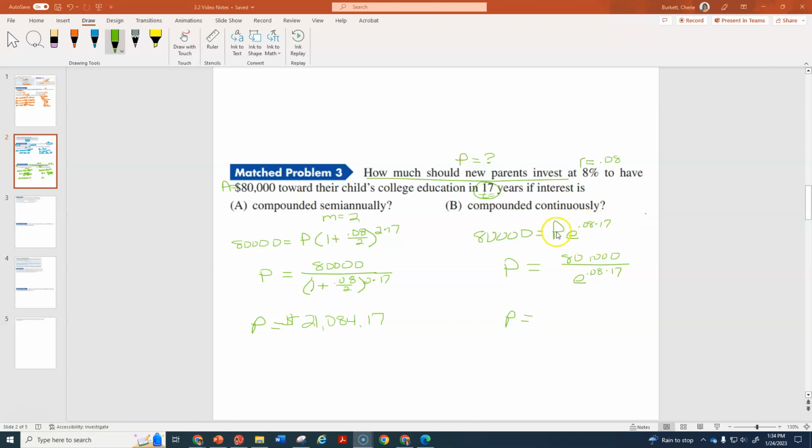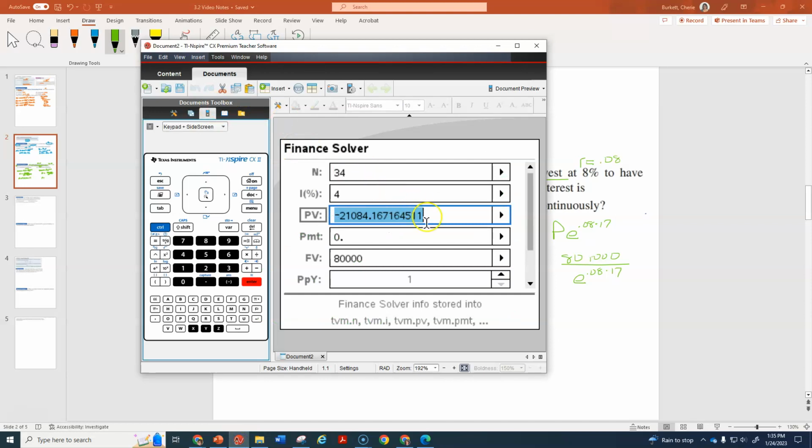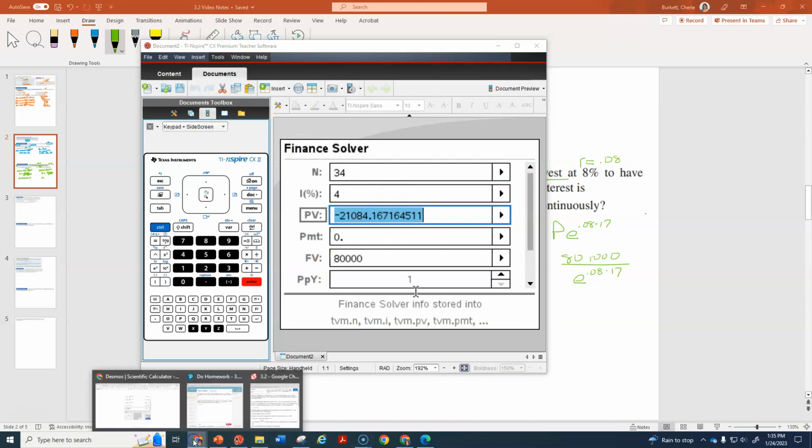Again, what's happening to the P? It's being multiplied by all of this. How do you undo multiply? You divide. If I divide both sides of that equation, I end up with 80,000 divided by that E raised to the RT. So I don't know how to do this on Finance Solver. So the only option that you have is to use Desmos or the regular calculator page. I don't want to clear this off, so we'll just go to Desmos.